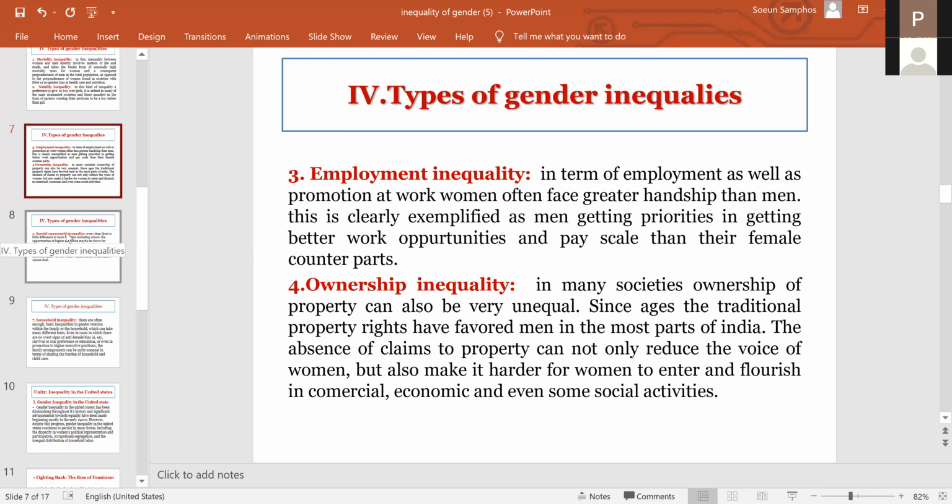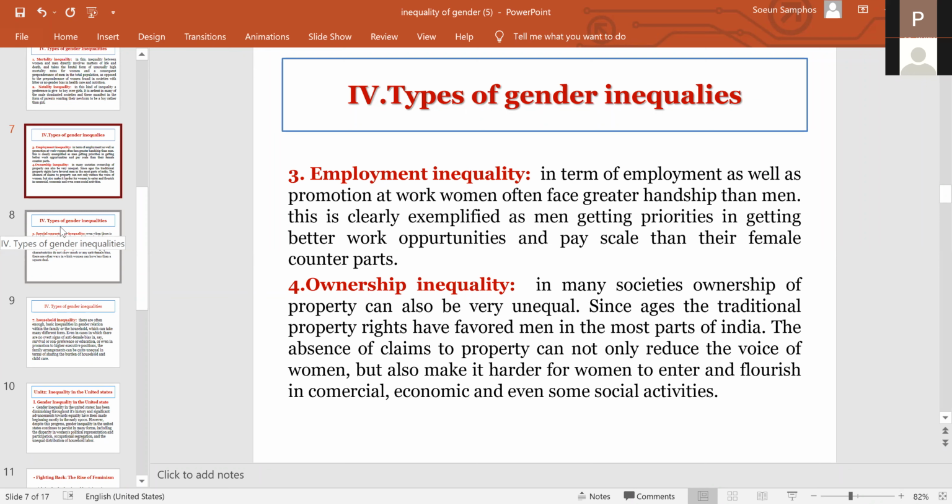Number 3, employment inequality. In terms of employment, as well as promotion, at work women often face greater hardships than men. This is clearly exemplified as men getting priority in getting better work opportunities and pay scale than their female counterparts.